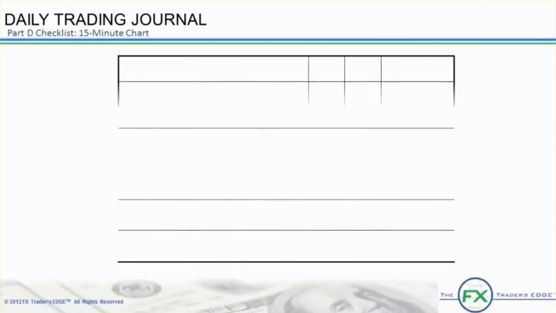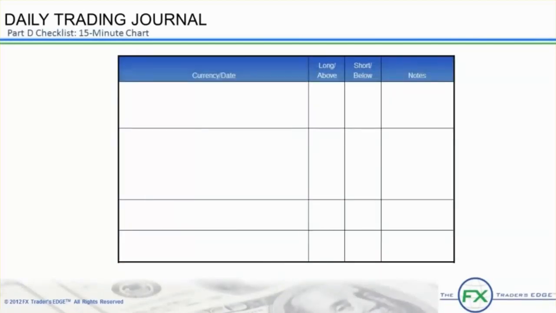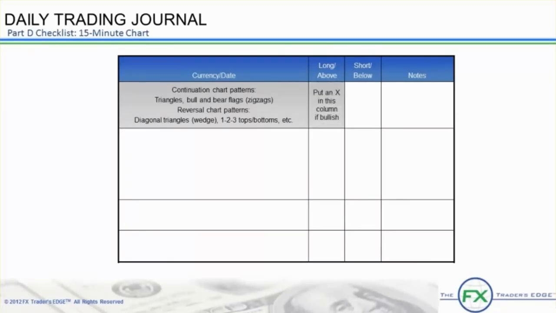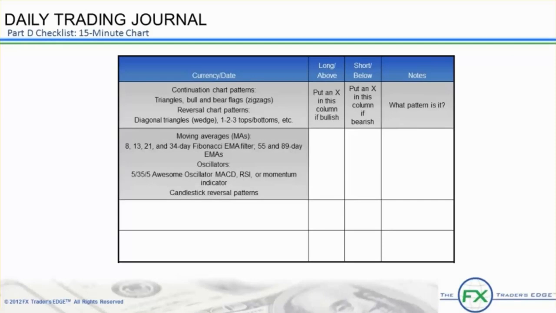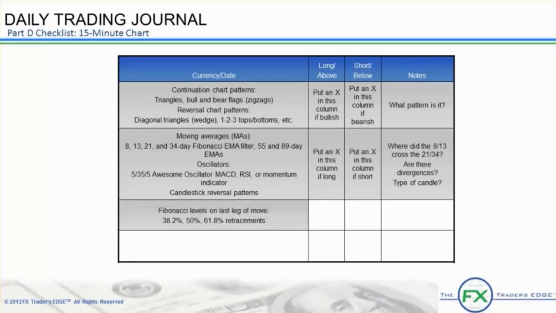Part D of the checklist, 15-minute chart indicators. Before we complete the trade plan, let's complete Part D, checklist on the 15-minute chart. Do the exact same thing that we just went through on the hourly chart. Look for patterns and make notes. Look at the EMA crossovers and take note whether you are long or short. Look at the oscillators for divergences. And look at the candlestick patterns. Also, use the Fibonacci tool to calculate retracements on the last leg of the move.